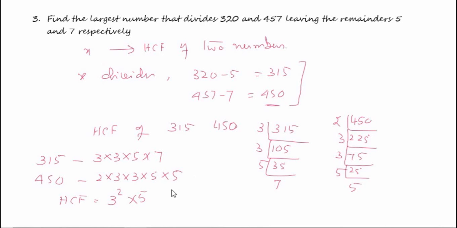7, here it is not there, so we won't take it. So this is 9 into 5, so it is 45. So this is the number 45 that divides into 320 and 457, leaving the remainder 5 and 7 respectively.